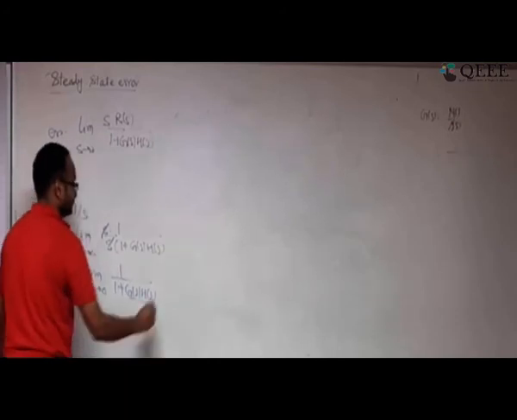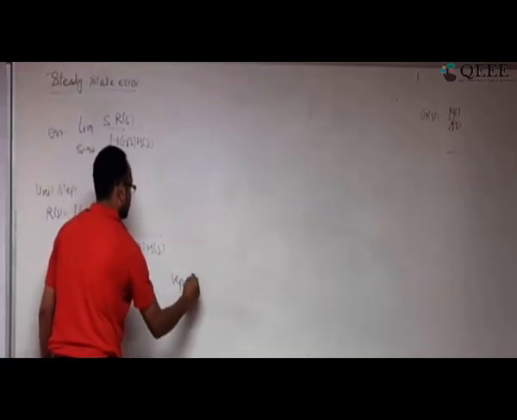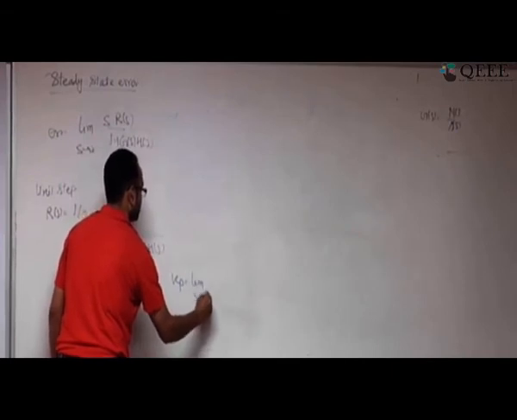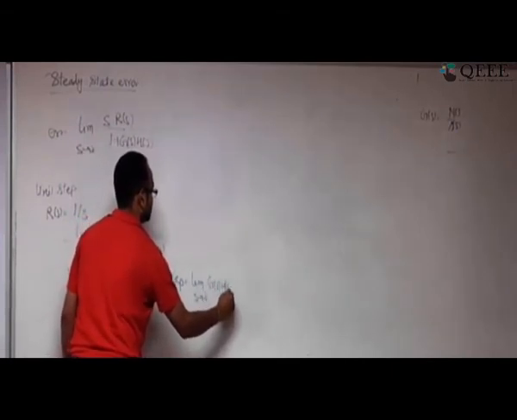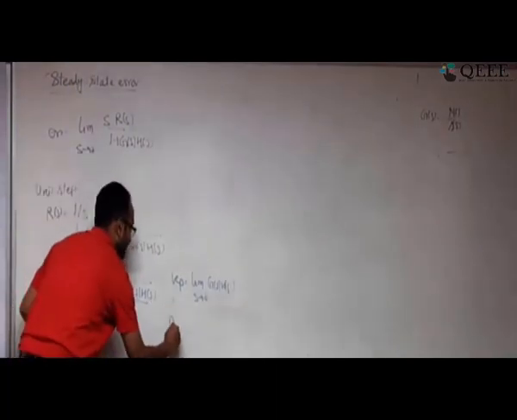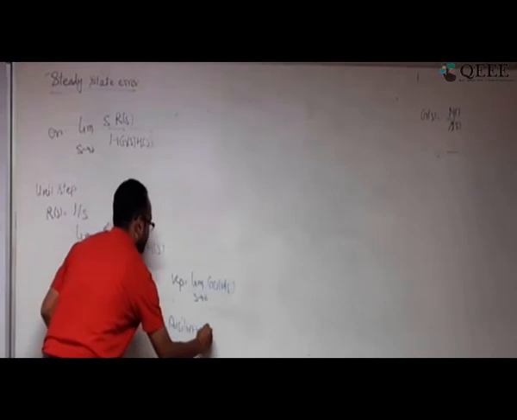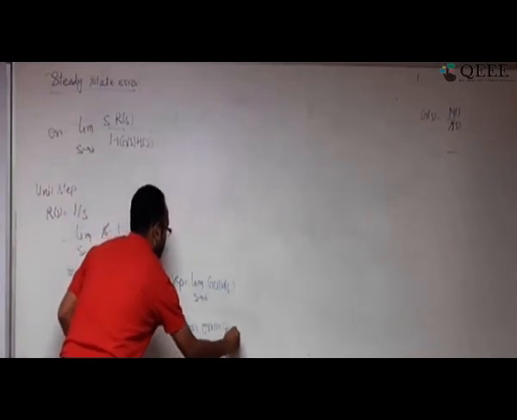And if you look at it, let me define a term: Kp equals limit s tends to 0 of G(s)H(s). This error is going to be 1 by 1 plus Kp. So if I have some system for which I am giving a unit step as an input, my error is going to be 1 by 1 plus Kp, and Kp is known as the position error constant. Later it will be clear why this terminology has been used.